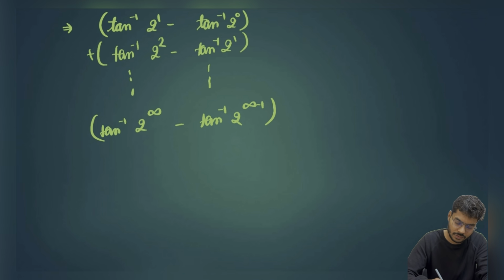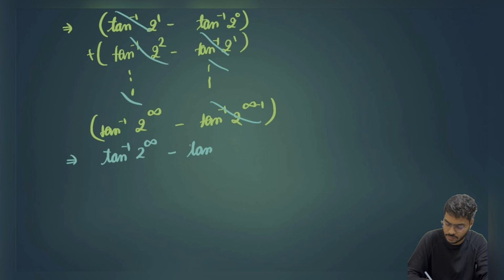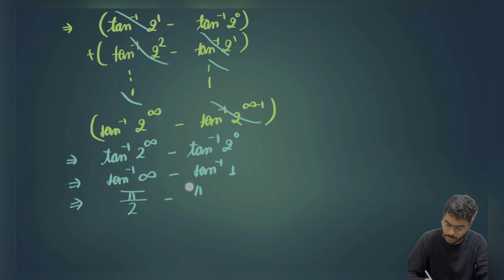Check which terms cancel out. The first term cancels with the second, and the last term with the previous term. So what is left? The left portion is tan inverse 2 to the power of infinity minus tan inverse 2 to the power 0. What is tan inverse infinity? Pi by 2. And 2 to the power 0 is 1, so tan inverse 1 is pi by 4. Pi by 2 minus pi by 4. The final answer will be pi by 4.